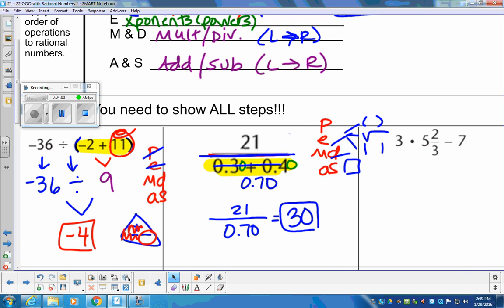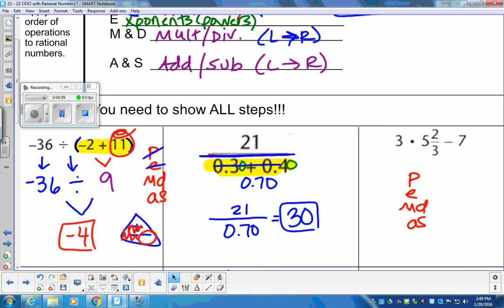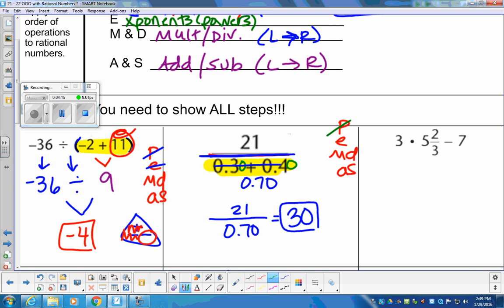So the order of operations right here. I'm going to go ahead and delete all this stuff. Okay, so we have this order of operations: Please Excuse My Dear Aunt Sally, the whole way. Any parentheses first? No parentheses. Any exponents? No. Multiplication? Yes.